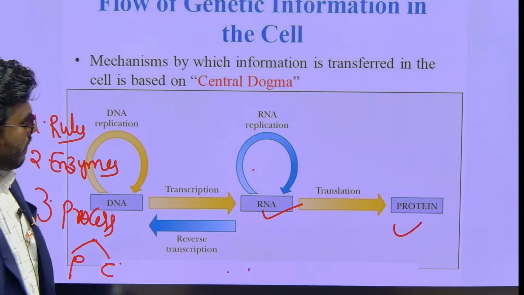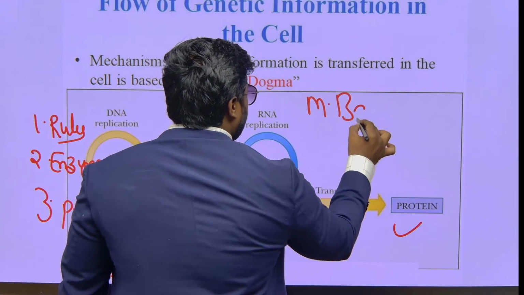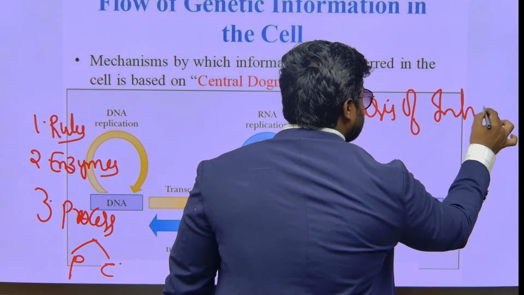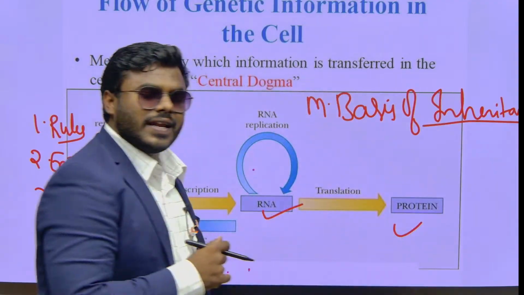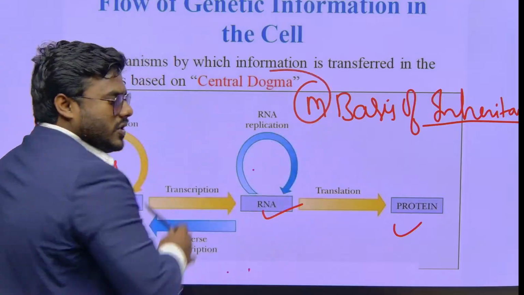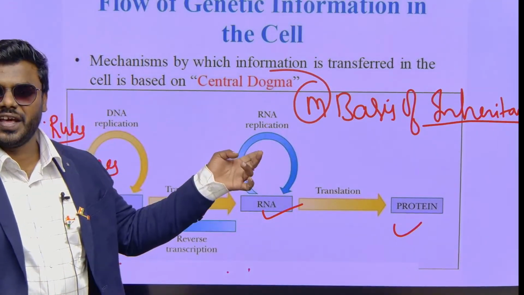Now, this molecular biology has another name. We call it the molecular basis of inheritance. Why have we given this name? What is inheritance? Passing the characteristics by using molecules such as DNA and RNA. That's why we call it the molecular basis of inheritance.